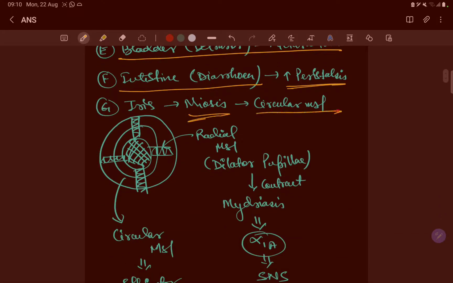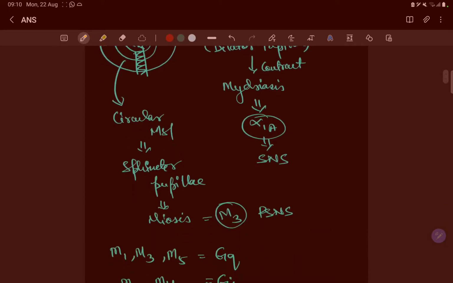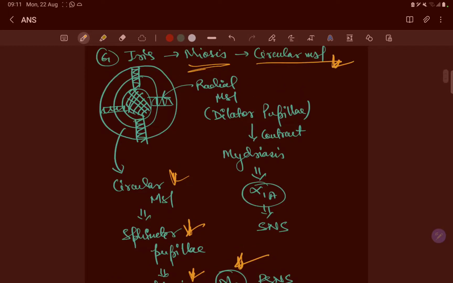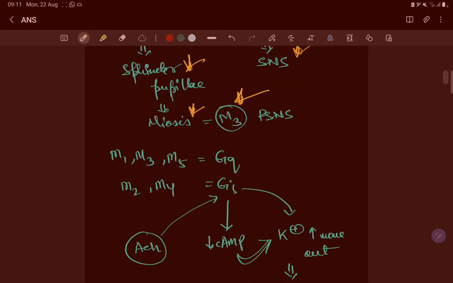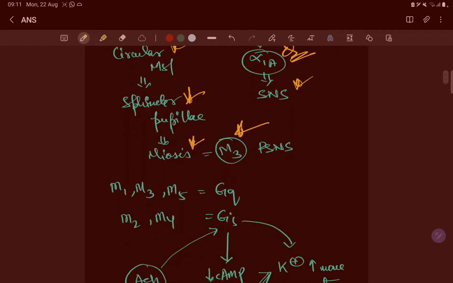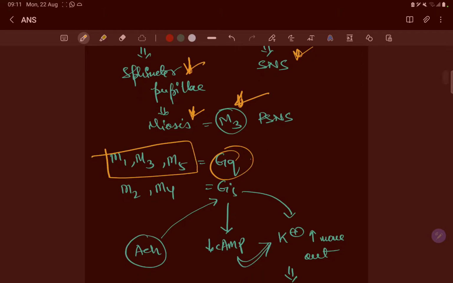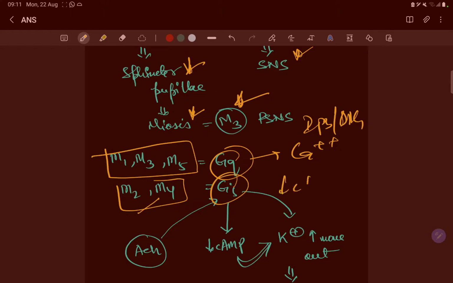In the iris, there is miosis due to the circular muscles, and it is very important to understand that in the circular muscle there is the sphincter pupillae, right, and this sphincter pupillae will cause miosis due to the presence of the M3 receptor. The radial muscle, dilator pupillae, leads to contraction and mydriasis due to the sympathetic nervous system alpha 1A receptor. So alpha 1A and M3 are the receptors in the contraction and relaxation of the pupil. Now the odd numbers M1, M3, M5 are Gq based, finally leading to IP3, DAG and calcium, whereas the even numbers M2 and M4 are Gi, that is, a decrease in cyclic AMP.